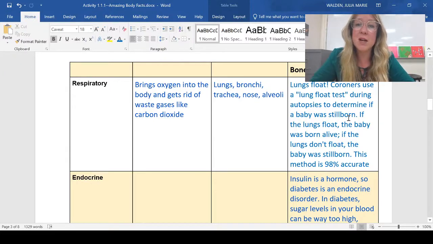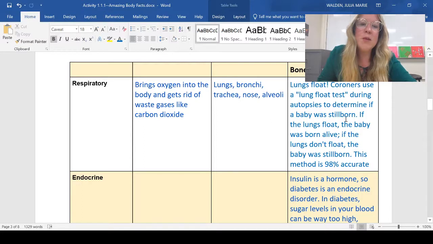Sometimes babies die in utero, sometimes babies are born alive and die shortly thereafter. Now, the reason a coroner would be doing an autopsy on a baby to figure this out is maybe they found a deceased baby's body, and the mother said it was stillborn and it died right away. But they can actually determine if that baby was born alive, and maybe there's some foul play. Maybe that mom had something to do with that baby's death on purpose.